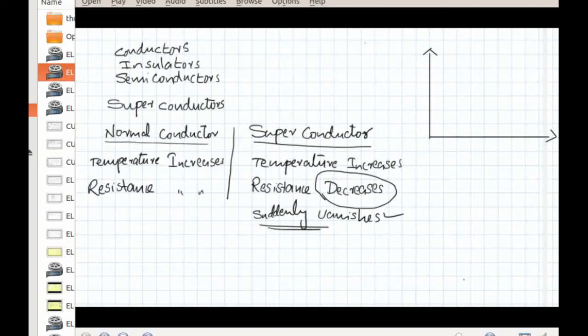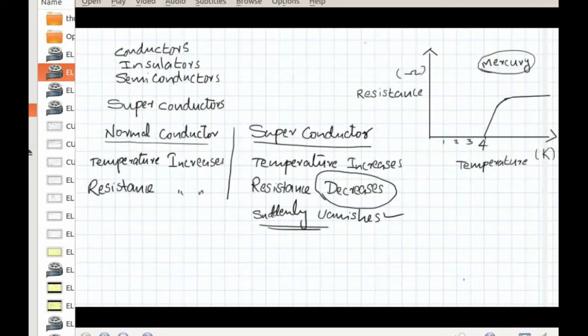And what is the meaning of resistance vanishes? Resistance vanishes means there is no resistance for the electron flow. There is zero resistance for the electron flow. So there is a good level of conductivity. There is a conduction without any resistance. So that condition is called superconductivity. Conduction without any resistance is the mode of superconductors.